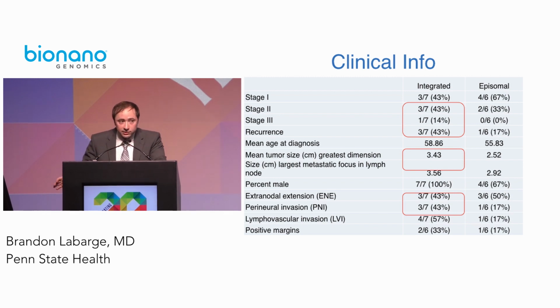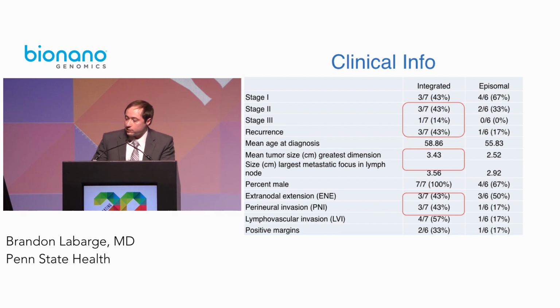So looking now at some clinical information. We have data on 7 integrated HPV cases and 6 episomal HPV. Integrated HPV cases have more aggressive pathologic staging of their cancer. They're more likely to have cancer recurrence. They also have greater mean tumor size and size of largest metastatic focus within the lymph node.